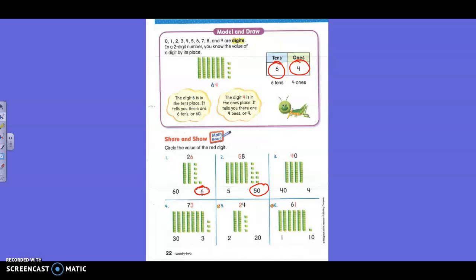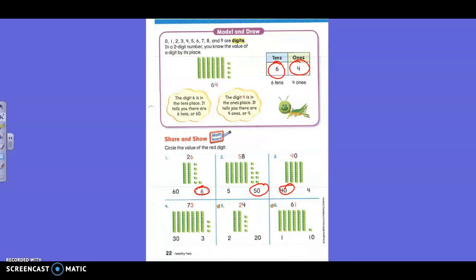Okay, what's number 3? What number is that? 40. What number is red? 4. Is the 4 in the tens or the ones place? Tens. So are we doing 40 or are we doing 4? 40. Okay.